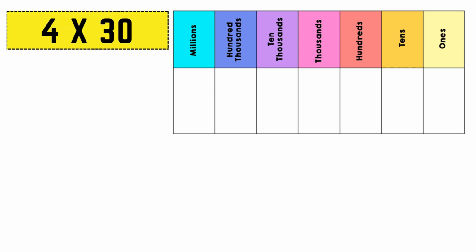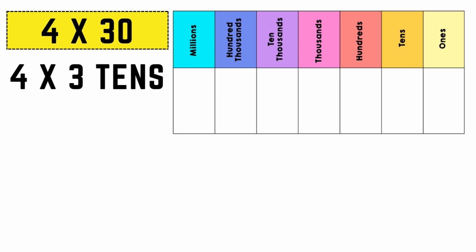On our place value chart, let us try to multiply 4 times 30. We know that 4 times 30 is the same as 4 times 3 tens. All right? Now, we have 3 tens here. How many groups of 3 tens do we have? 4. So I have already here my first group of 3 tens. How many groups of 3 tens do I need to add more? 3 more groups. So 1, 2, 3, 4 groups of 3 tens.